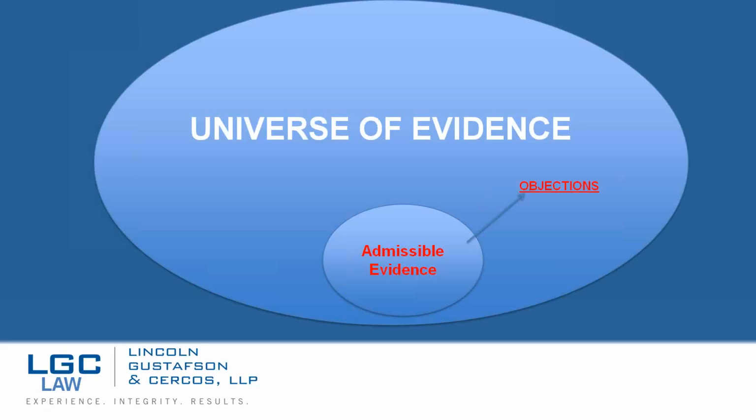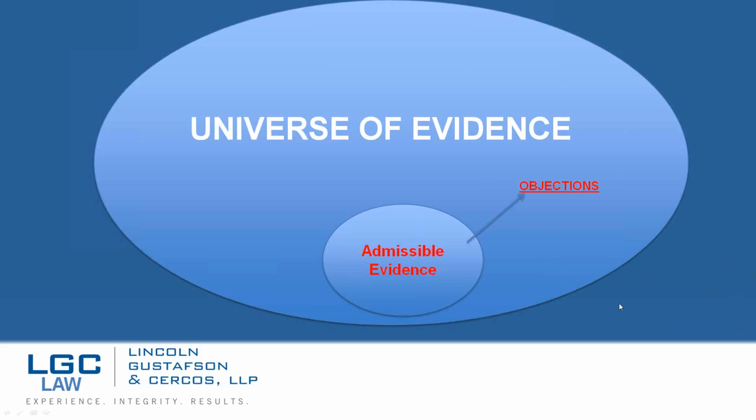In any case, there's a universe of evidence. The universe of evidence is everything that potentially could weigh on an issue. And ultimately, that universe of evidence is going to be focused in and reduced to admissible evidence and ultimately admitted evidence. The filter through which all of that occurs are the objections that we make.